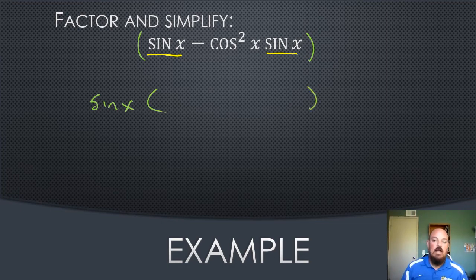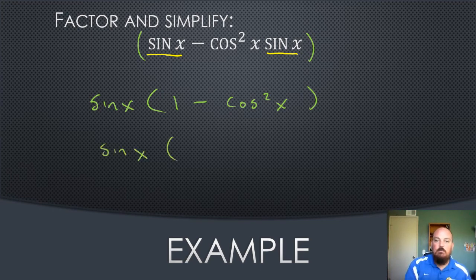So on the first part, I had a sine x. I divided by sine x. That leaves a 1. Then minus. On the second part, I factored that sine x out. It's gone, and it just leaves the cosine squared x. So that was the factoring part. I did reverse distributive property. I divided that sine x out and brought it out front. Now what I have inside the parentheses is the same substitution we did on the last example.